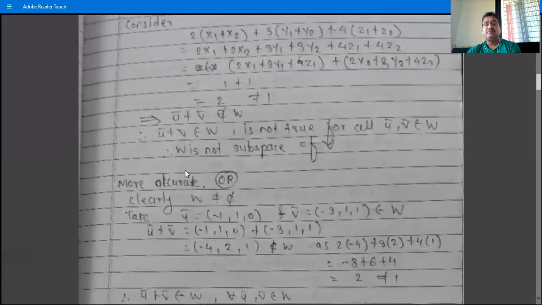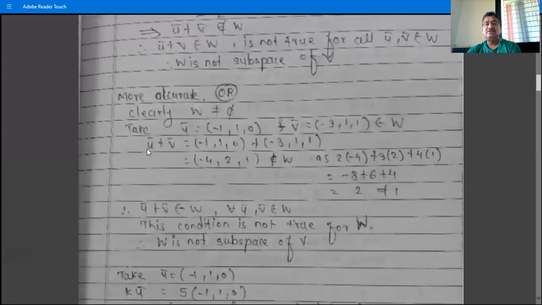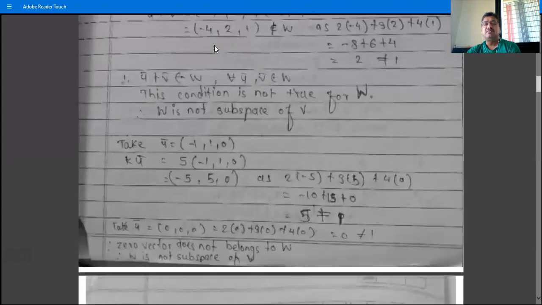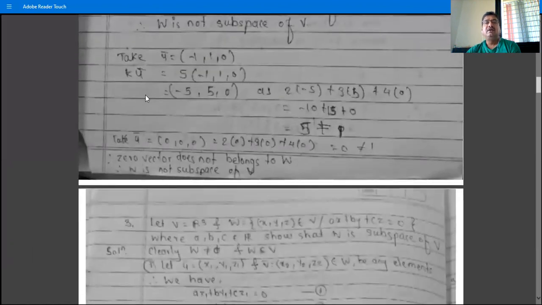This is the first method up to this. This is the second method: by using a counterexample, we show that U bar plus V bar belonging to W for all U bar and V bar in W is not true for W. This is the third: that K U bar belongs to W for all U bar in W and any scalar K is not true. We can give a counterexample. And this is the fourth way: the zero vector does not belong to W, and therefore W is not a subspace.